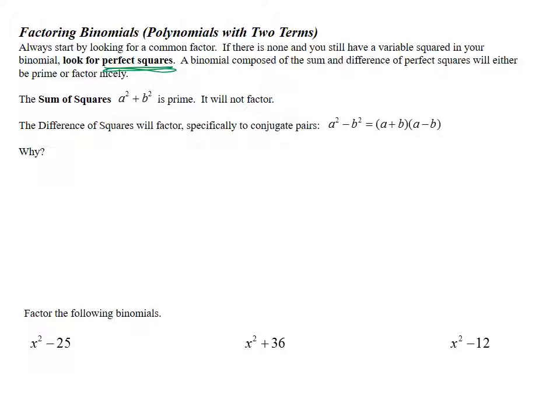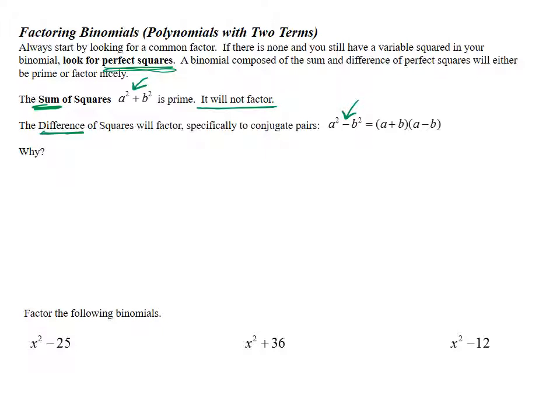Now, there are two things you can see when you have two perfect squares. You can either see them added together, so a squared and b squared added together, or you can see them subtracted. When they're added, they're called the sum of squares because you're adding. It turns out sum of squares is prime. It will not factor further. The difference of squares, when you're subtracting, will factor.